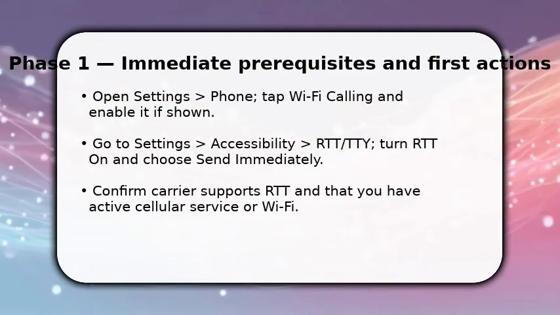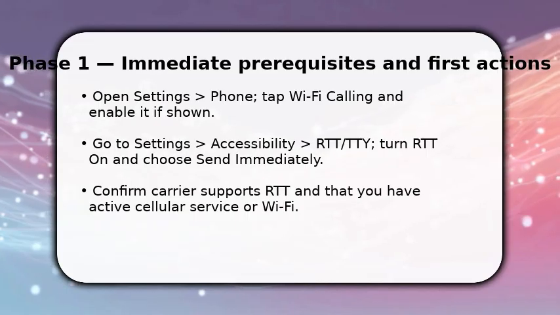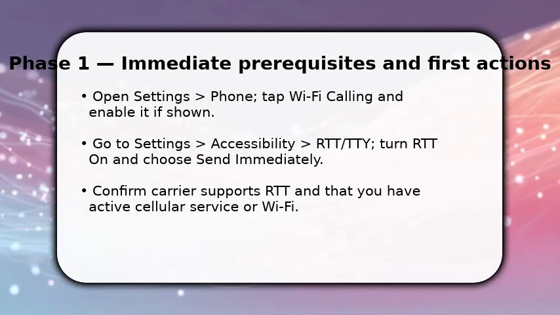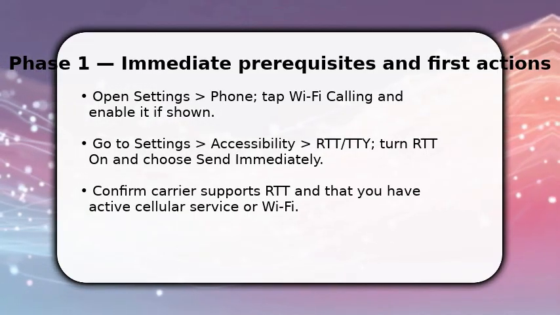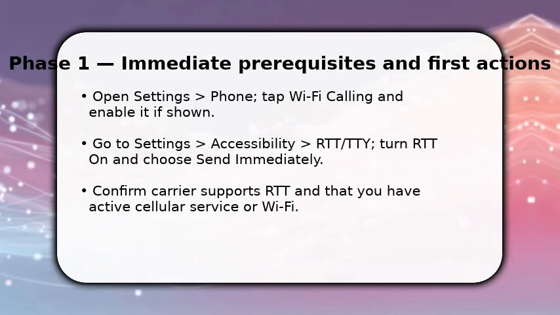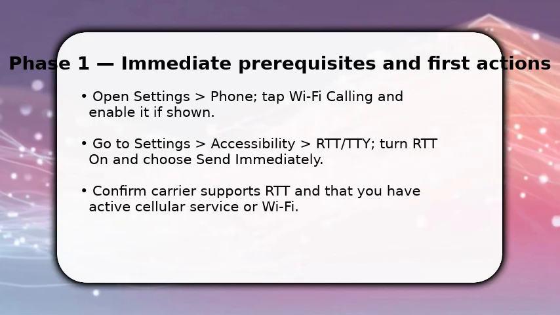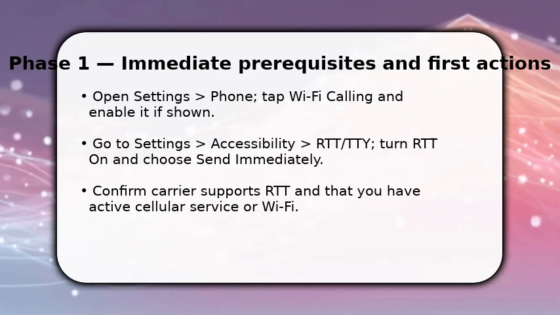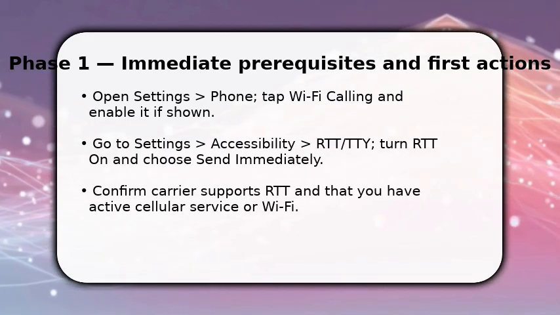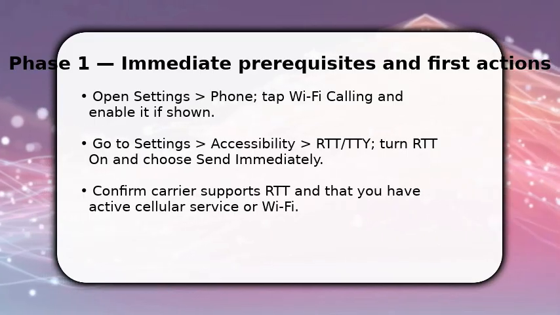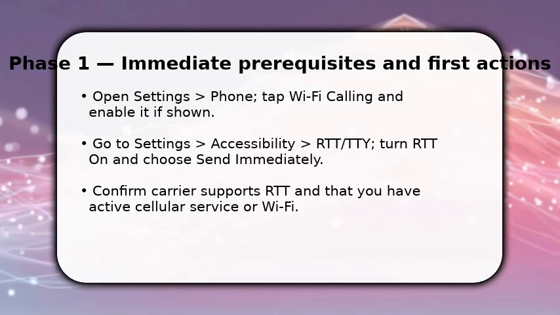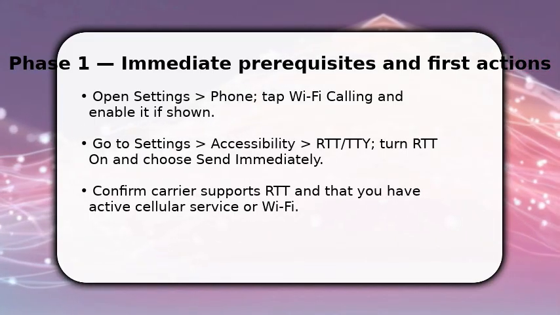You'll start by turning on the phone features that RTT needs. Open Settings and enable Wi-Fi calling if available, because RTT often requires it. Once done, go to Accessibility, find RTT/TTY, and flip RTT on, then set Send immediately so characters go live. Make sure your carrier supports RTT and you have a working line or Wi-Fi.